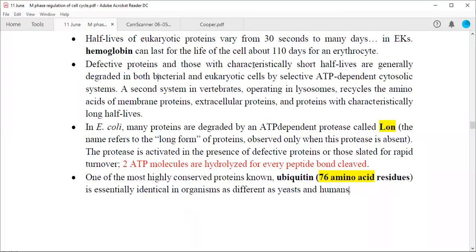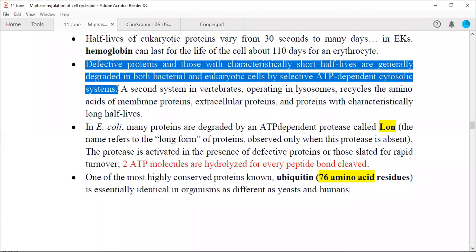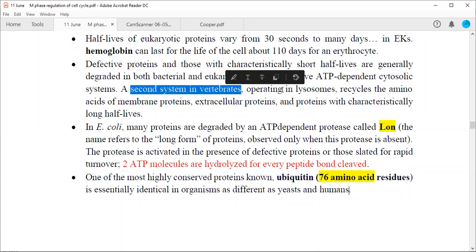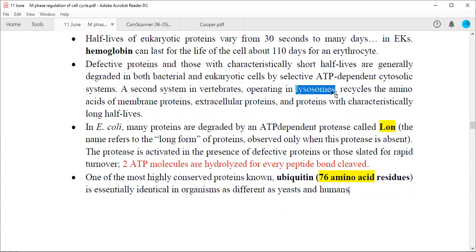Then the defective proteins and those with characteristically short half-life are generally degraded in both bacterial and eukaryotic cells by selective ATP-dependent cytosolic systems. We know these types of systems are called ubiquitin-mediated proteasomal degradation. But a second pathway has also been reported in vertebrates, that is in the lysosome. You know, lysosomes have cellular debris, and this cellular debris also includes proteins, and these proteins can be degraded by acid hydrolases, which are enzymes present within lysosomes, acting at low pH. So this can happen in vertebrates also.